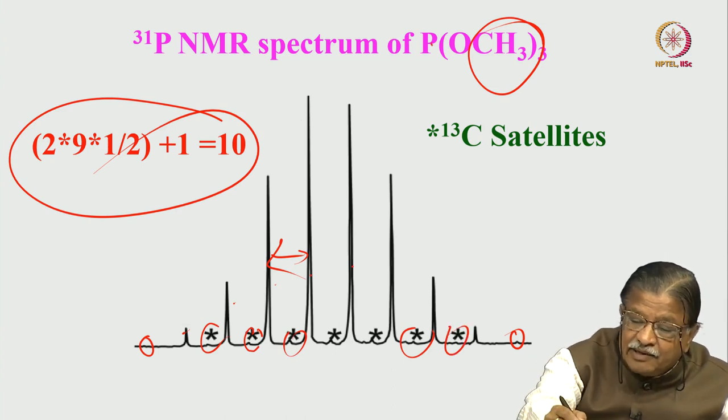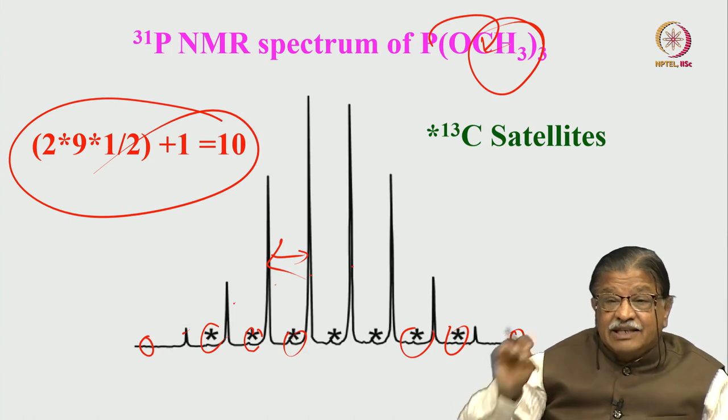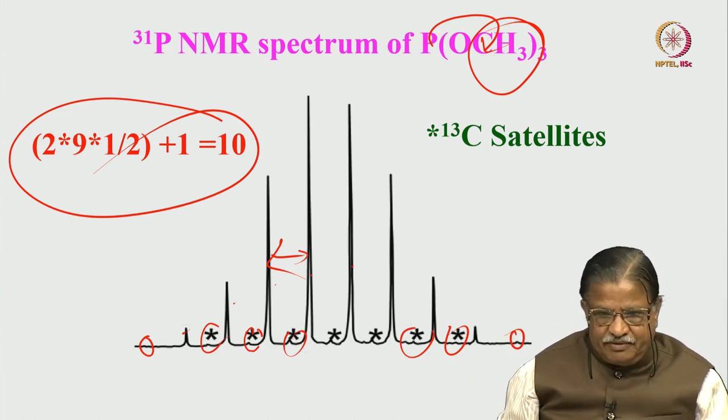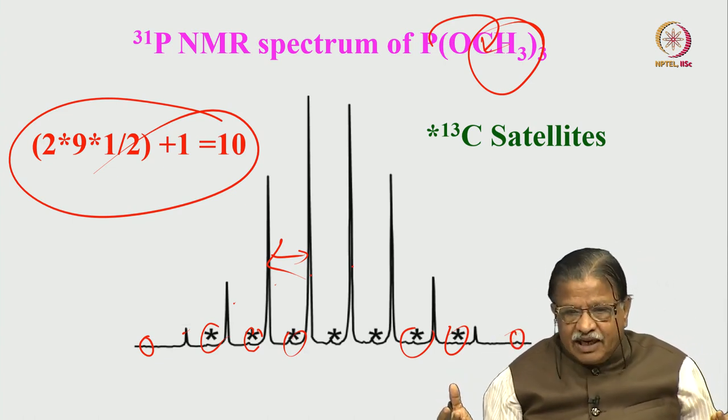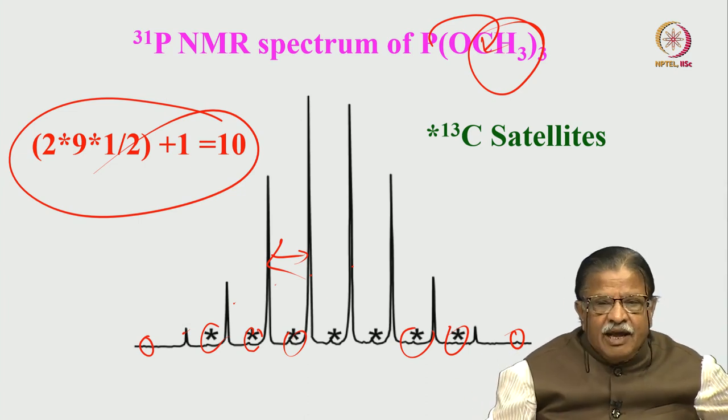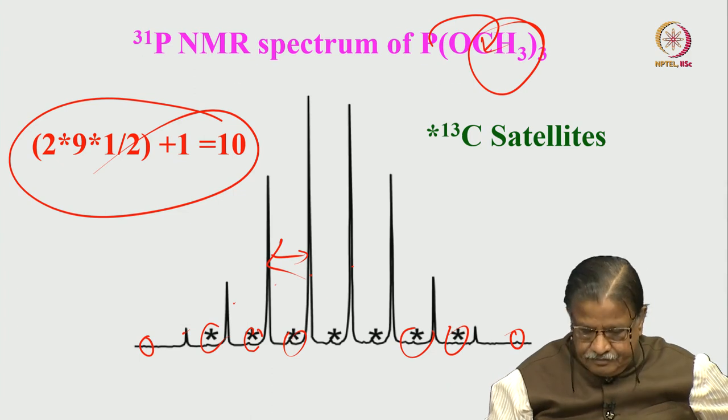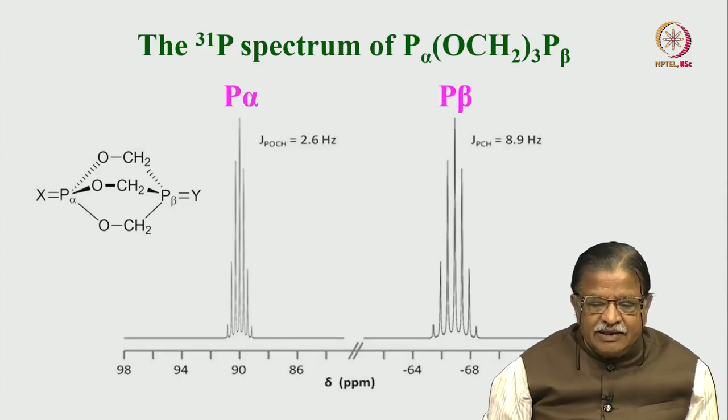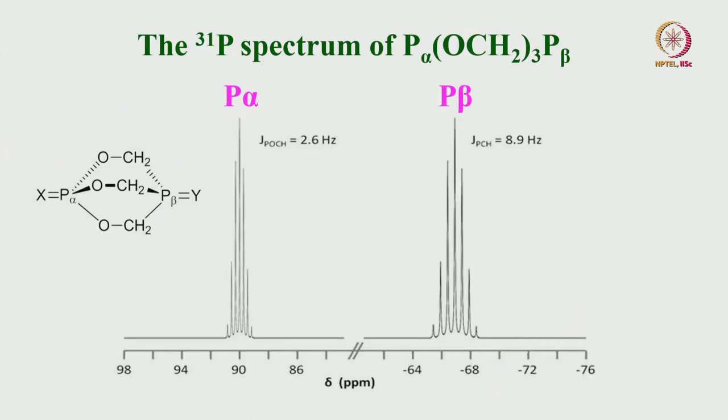Remember, this phosphorus can also have a coupling with carbon in natural abundance, 1.1%. Obviously, that will give satellites, and that is what you are seeing. Phosphorus coupled to carbon is appearing as satellites, okay. Simple, another molecule. Here, only one type of proton is there, CH2s.